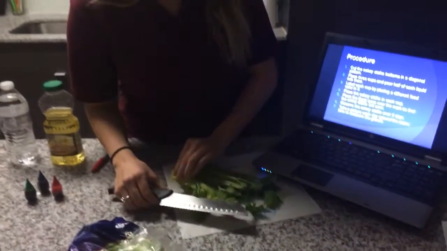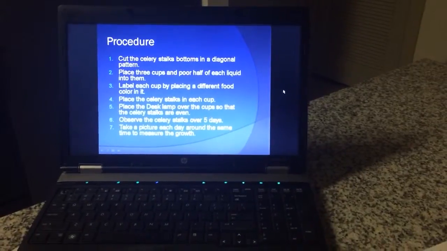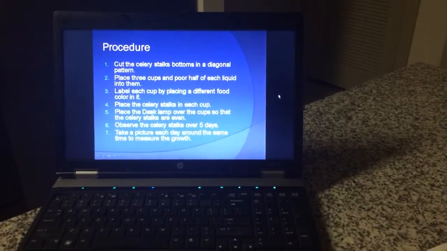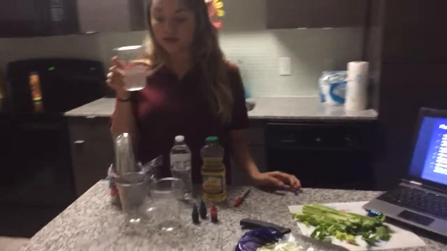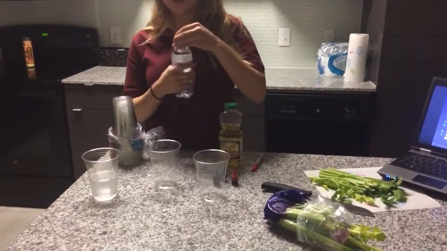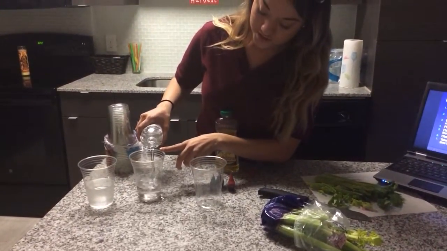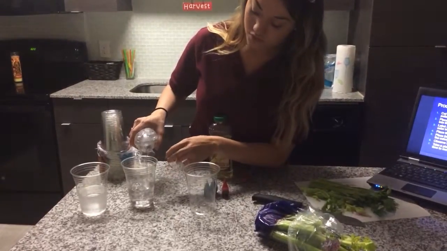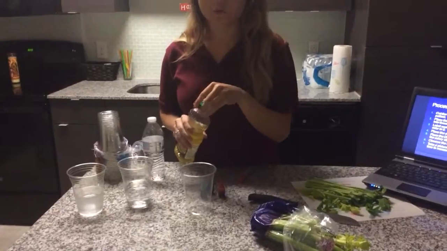Okay, then you're gonna get your 3 cups and pour half of each liquid into them. So I have already poured Sprite. So now I am gonna pour water. You wanna make sure it's kind of equal. And then I'll do the vegetable oil.